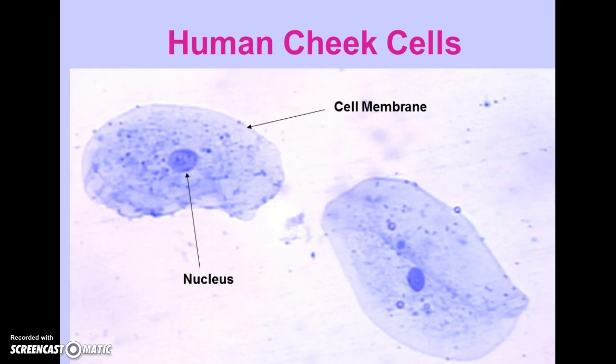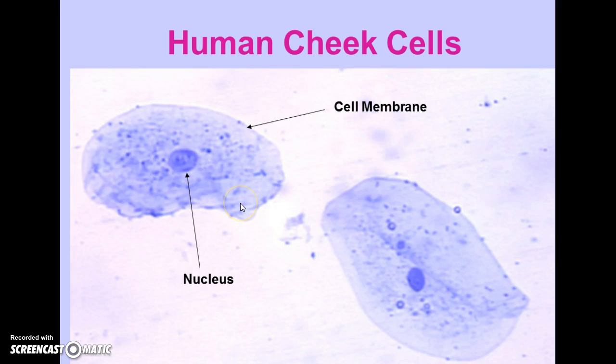Here we see human cheek cells as viewed under a light microscope. They're blue, not because they're Smurf cells, but because they have been stained blue. You can see the cell membrane surrounding them, and all the folds and irregularities in it. Here, this one's folded right in the middle. And then you can see the darker spot in the middle.